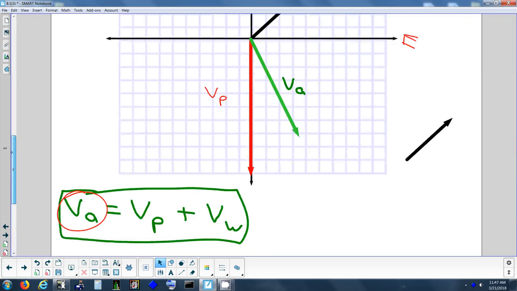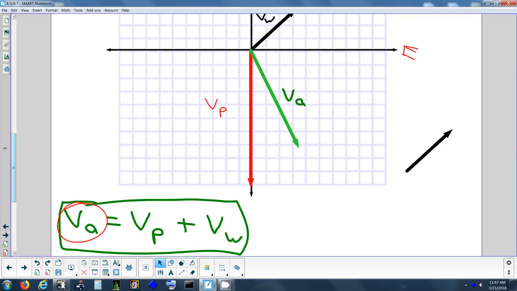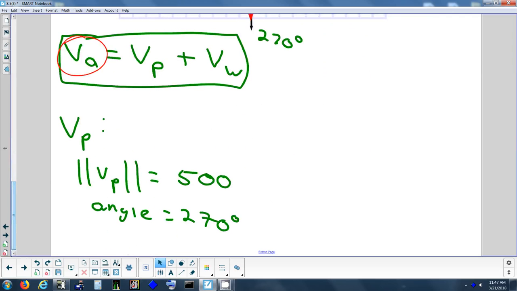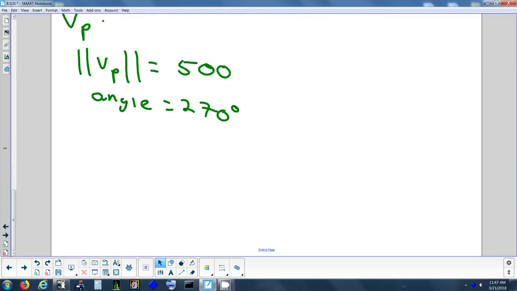500. Now, the angle, you can't say south. We need to give a number to that. What's the number we usually use when we're pointing down on the y-axis? 270. That's the angle. Okay, so the magnitude is 500, the angle is 270. Now do what you did in the homework last night, turn that into a velocity vector. Magnitude on the outside, cosine of the angle with an I, plus sine of the angle with a J.